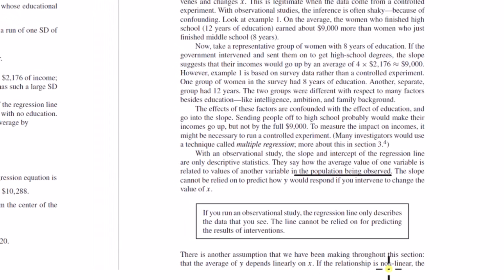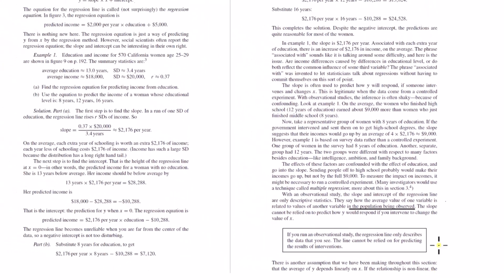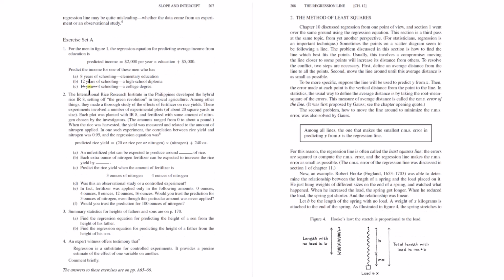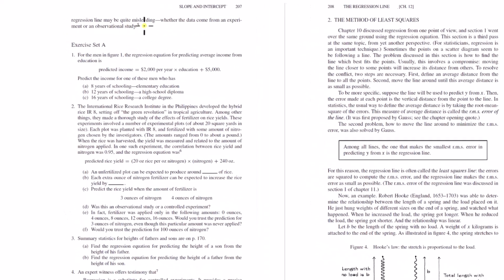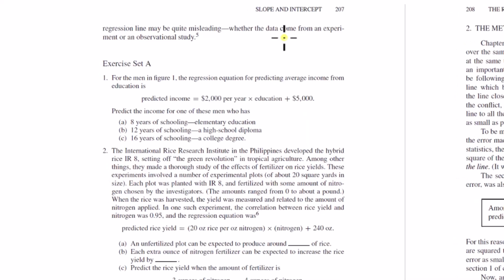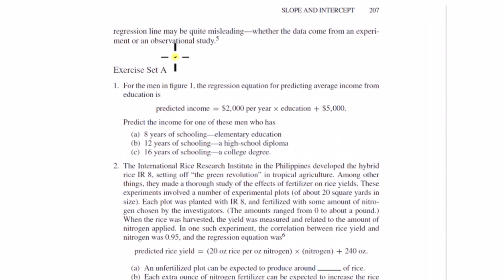If the relationship is nonlinear, the regression line may be quite misleading, whether the data come from an experiment or an observational study. Okay, so this is an interesting statement that they're making here. They seem to be suggesting that if you have a well-controlled experiment, then you're going to expect that data to be football-shaped or apply to a linear regression. And I'm not sure if that's what they mean.